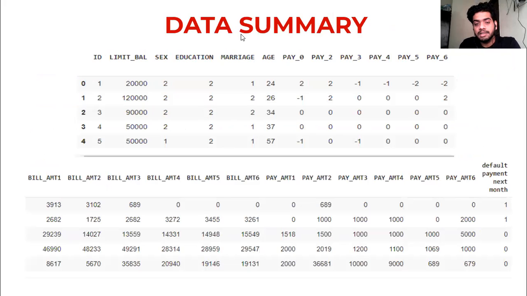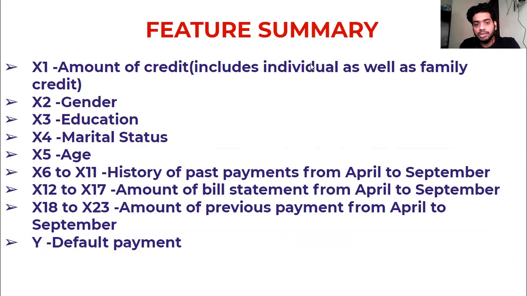Next is our data summary. This is the first 5 rows of our data set, and you can see that default payment next month is our targeted variable. This is the brief summary of our features. The first is our amount of credit. That means the bank provides the credit limit to the credit card holder. It includes individual as well as family credit limit.